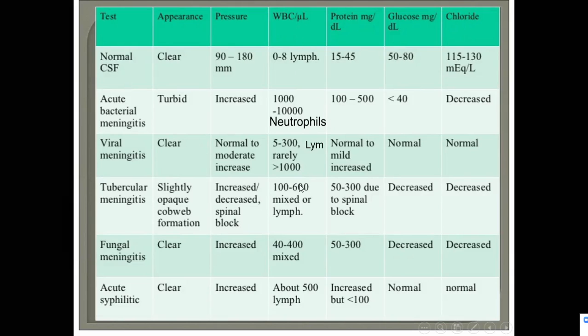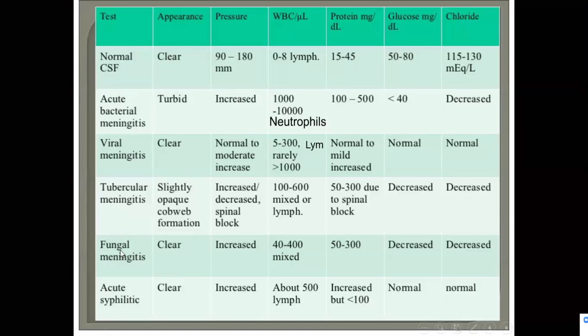The white blood cells are mixed. What is the meaning of mixed? It means neutrophils and lymphocytes, and may reach 100 to 600. Protein is also increased, 50 to 300, due to spinal block. Glucose decreases because the microorganism uses glucose, and chloride decreases.